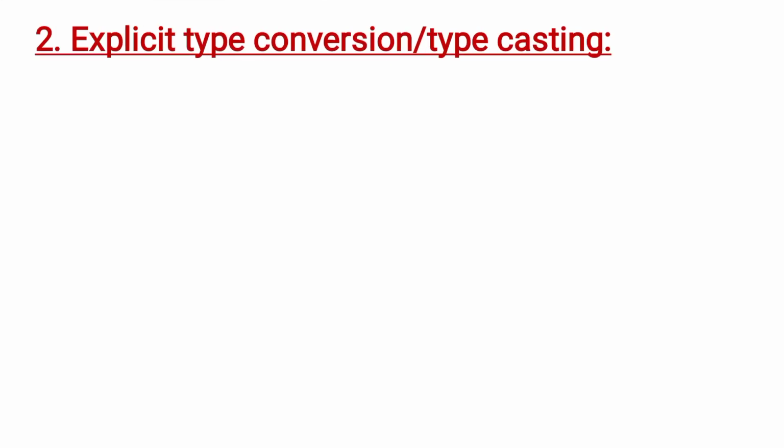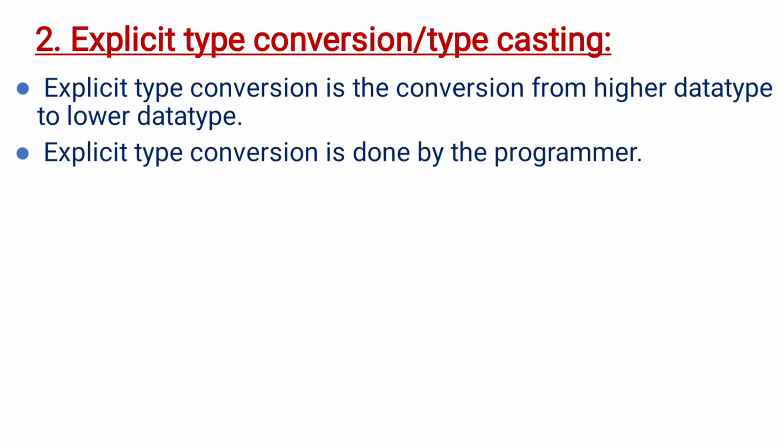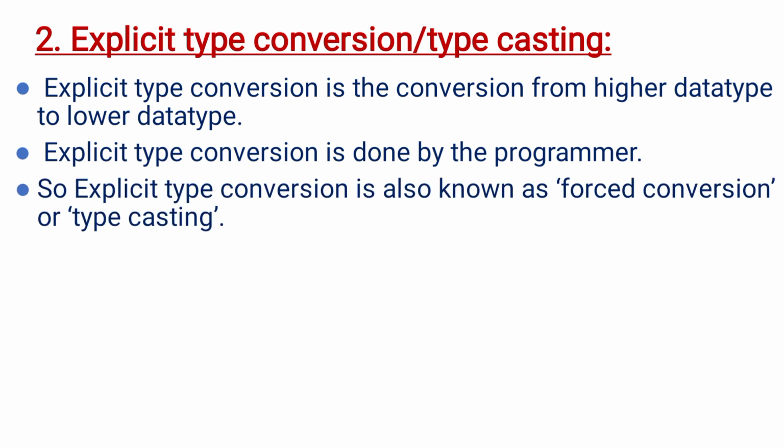So this is about implicit type conversion. Next we will see explicit type conversion. This explicit type conversion is also called typecasting. Explicit type conversion is the conversion from higher data type to lower data type. See here, explicit type conversion is nothing but the conversion from higher size data to lower size data. Explicit type conversion is done by the programmer. Carefully listen, implicit is done by the compiler, explicit is done by the programmer. So here the programmer is going to perform explicit type conversion.